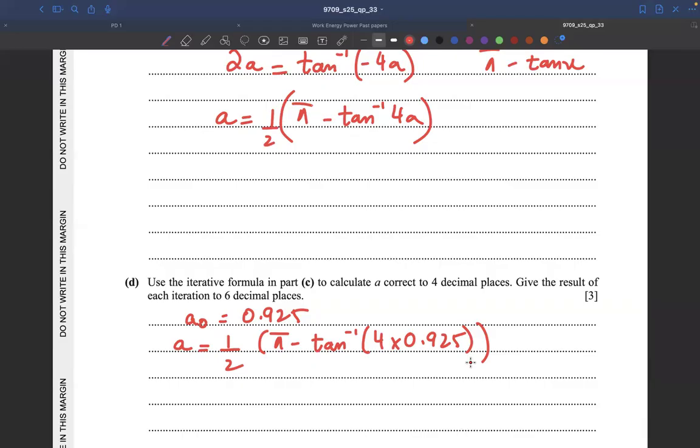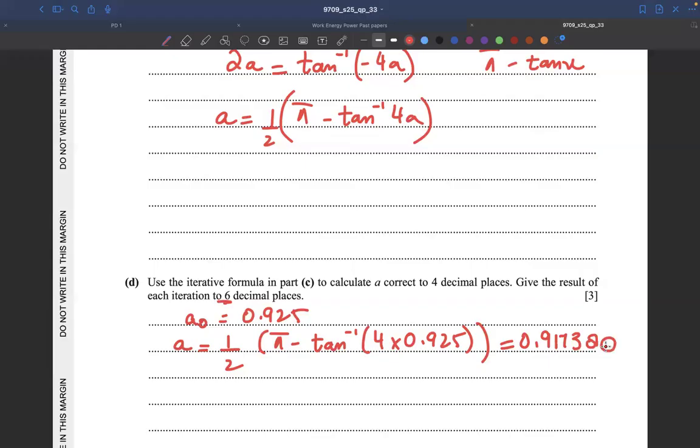So we'll get 1 upon 2 bracket pi minus shift tan inverse of 4 into 0.925. Okay, and again, I forgot to do one very important thing, that was to make sure the calculator is in radian mode. So we'll write it again, 1 upon 2 bracket pi minus tan inverse of 4 into 0.925, and we are getting 0.9173, and we have to write all of these to 6 decimal places.